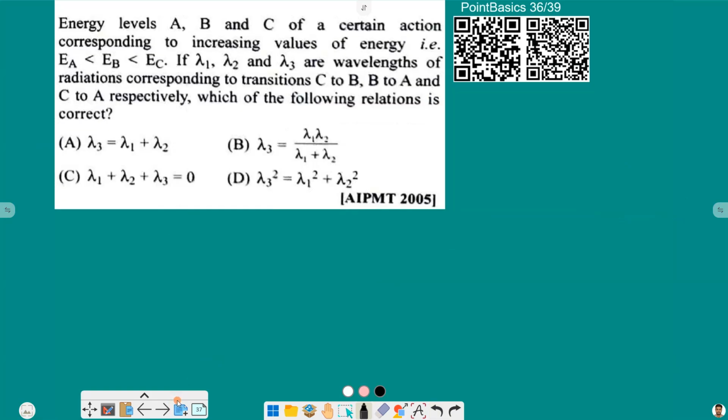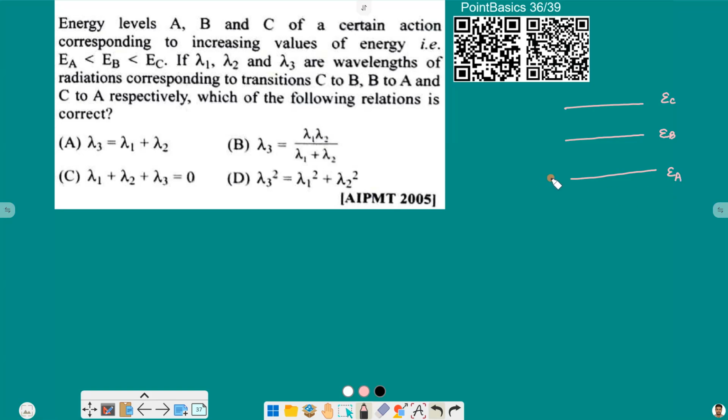Moving to the next one, energy levels A, B, C of a certain atom corresponding to increasing value of energy, that is A is the lowest energy, B is middle, and C is the highest energy. If lambda 1, lambda 2, and lambda 3 are the wavelengths of the radiation corresponding to C to B, B to A, and C to A respectively, which of the following relations is correct? Now, let me draw the schematic diagram. So level C has the highest energy. So let this be EC, then we have EB, and then we have EA.